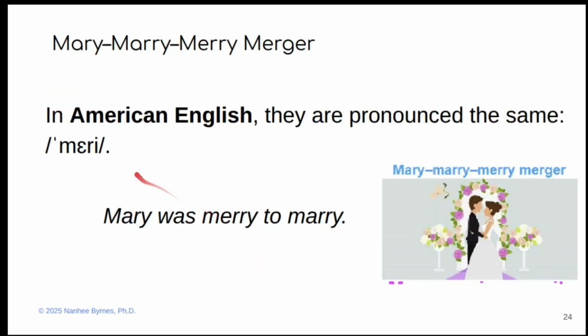This is an example sentence. Mary was merry to marry. Mary was merry to marry.